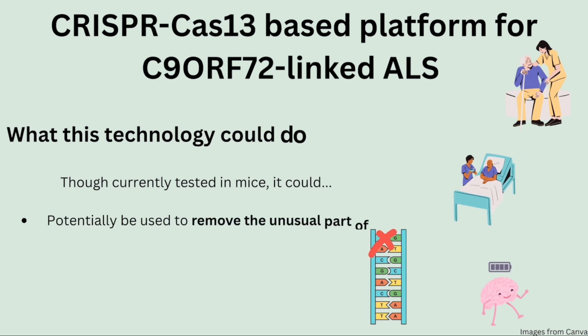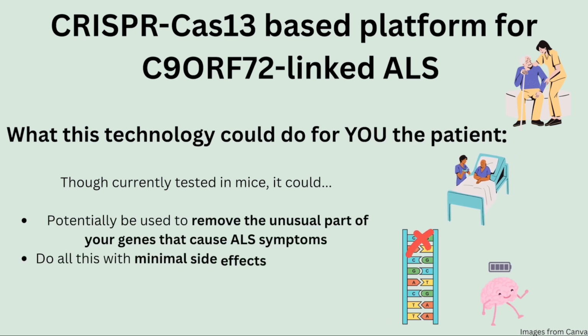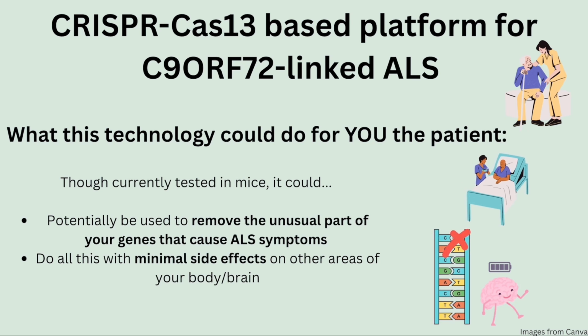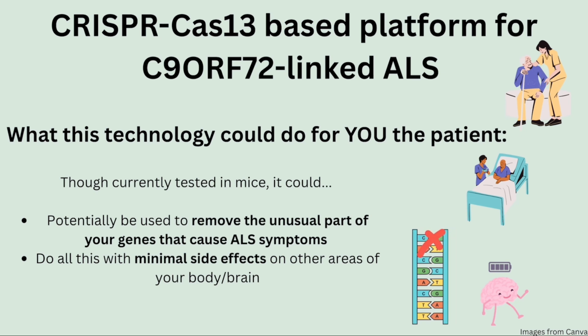How can this help your patient? The CRISPR-Cas13-based platform for C9orf72 linked ALS can potentially be used to remove the unusual parts of your genes that cause ALS symptoms. And it does all this with minimal side effects on other areas of your body and brain.